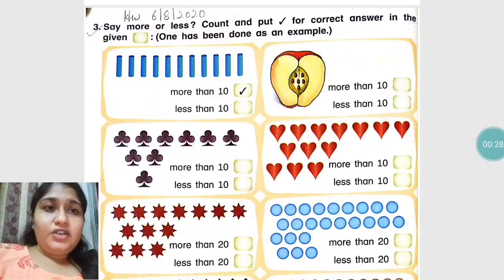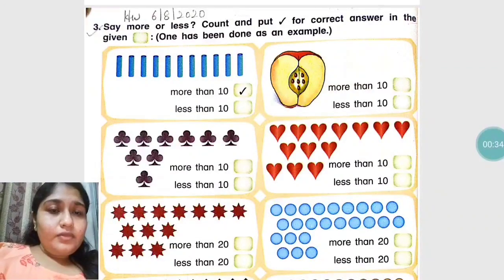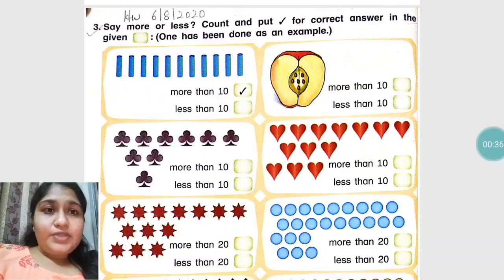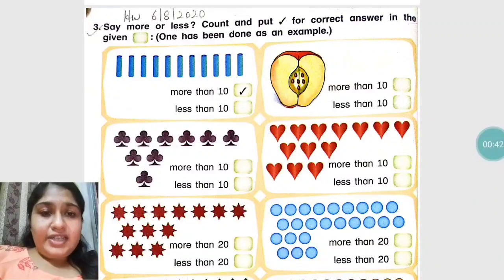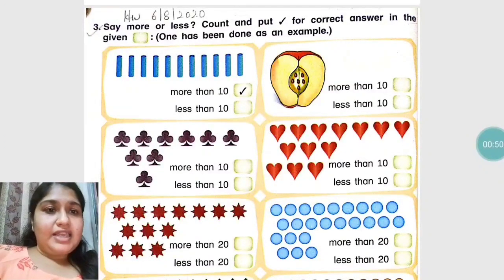As you can see, the first one है ना, first one example दिया गया है. जैसे कि these are the cylinder shaped object है ना. So ये 10 से ज़्यादा है तो इसमें टिक मार्क किया हुआ है जैसे कि more than 10. Okay. Now in this way you have to count the other objects and you have to answer it. आपको आंसर में टिक मार्क करना है कि ये 10 से ज़्यादा है या 10 से कम.